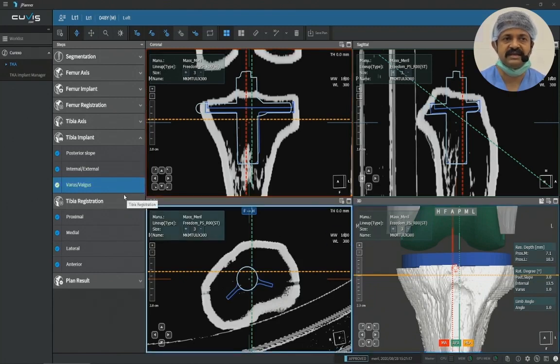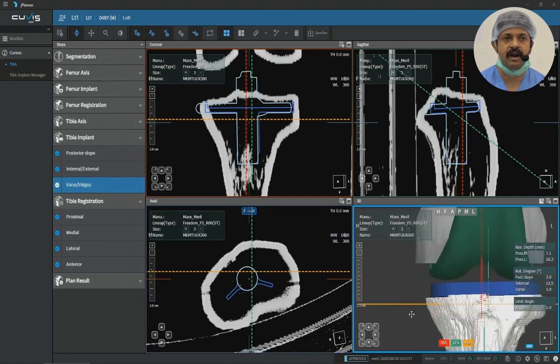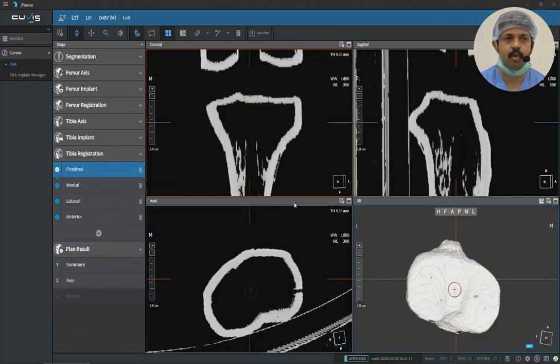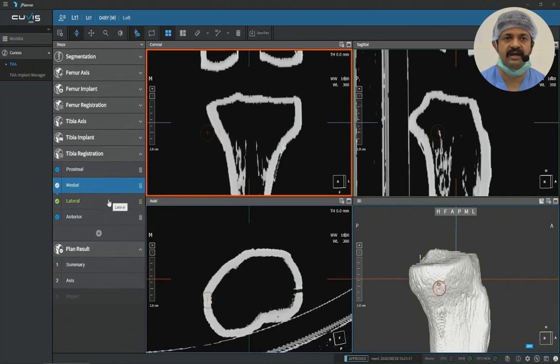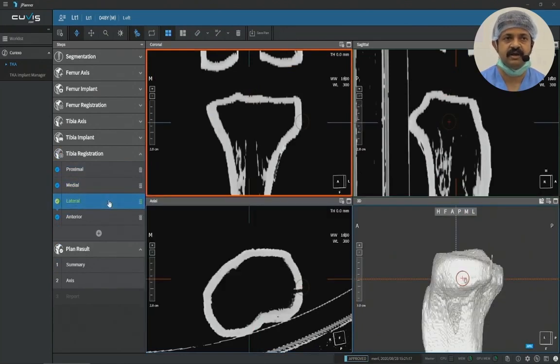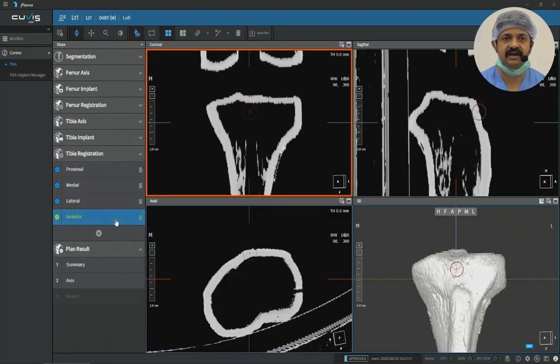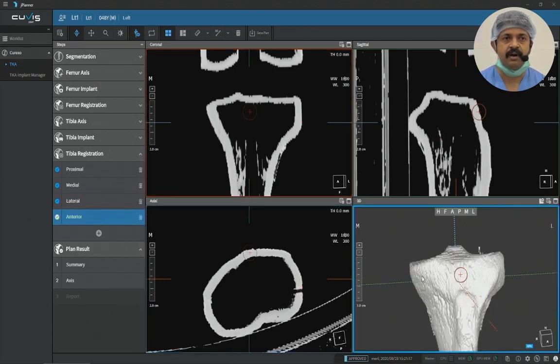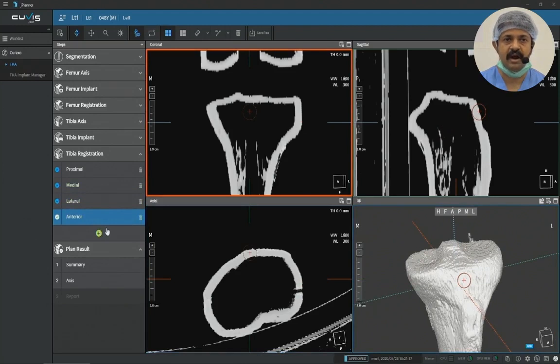And once all these things are done and we are happy with the plan, then we go to the TBL registration, whereby we take a proximal TBL point, then we go to the medial TBL point, then we take the lateral TBL surface, and then we finally take the anterior TBL surface. Once these points are picked up, the TBL registration is over and done.